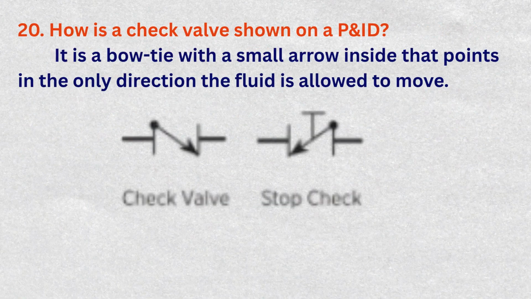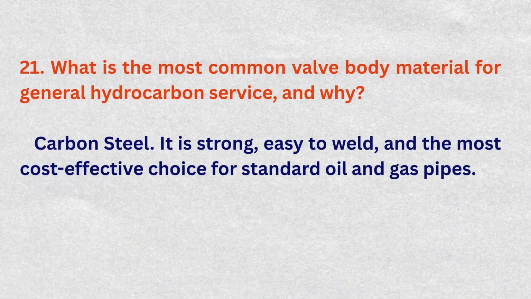How is a check valve shown on a P&ID? It is a bow tie with a small arrow inside that points in the only direction the fluid is allowed to move.